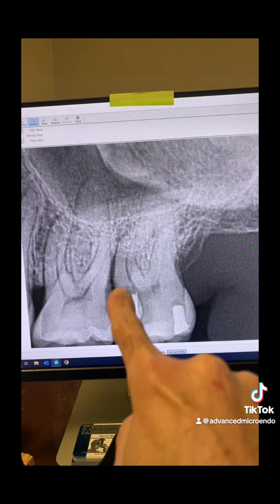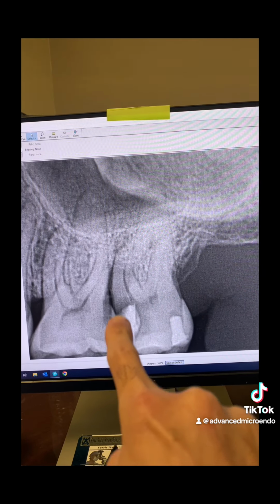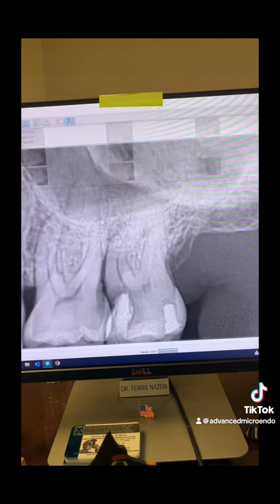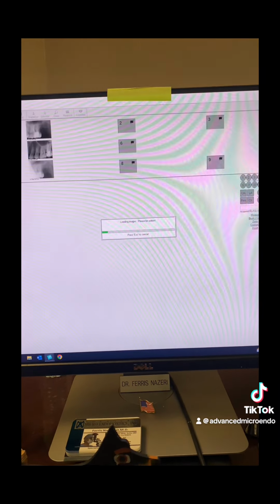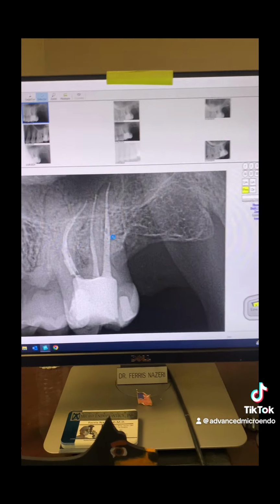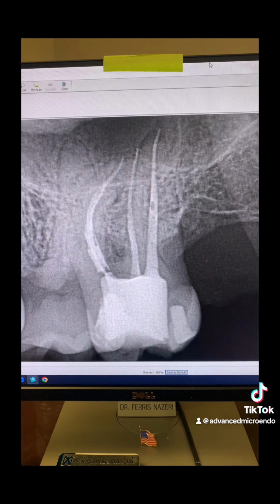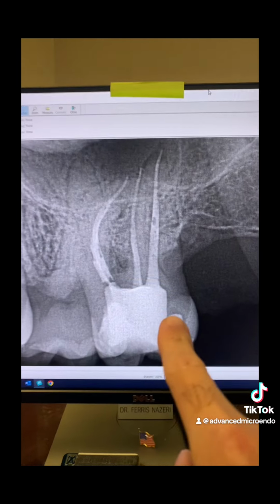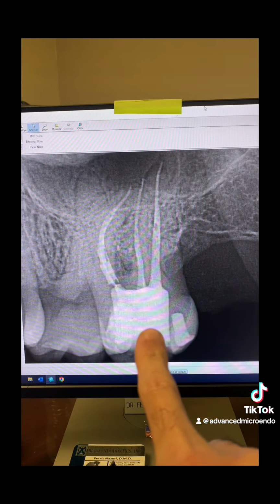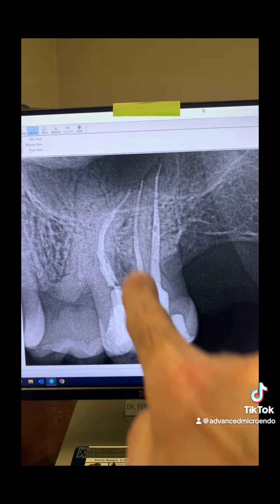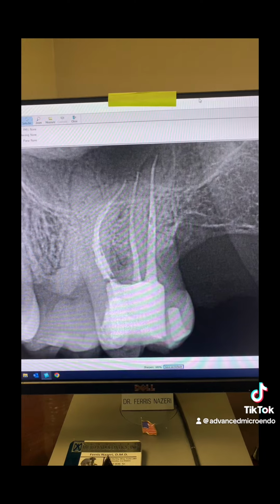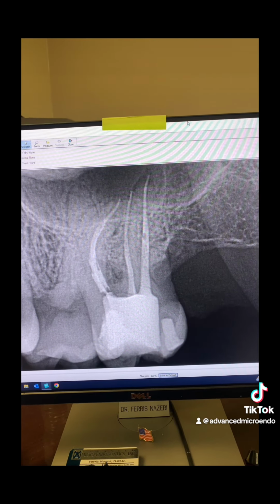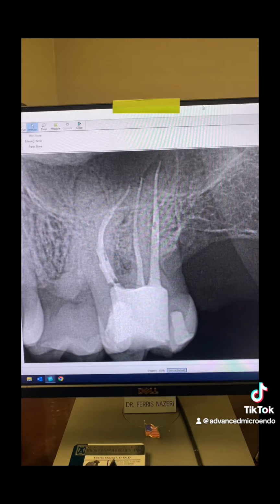And of course, the number one thing that we did was remove the decay and rebuild the missing walls there. Take a look at the curvature of these canals. 25 millimeters long on tooth number 15, upper left second molar: MB1, MB2, distal buccal, and palatal. Everything went great. As you can see, we temporized the tooth and referred the patient back to his dentist for the permanent restoration.